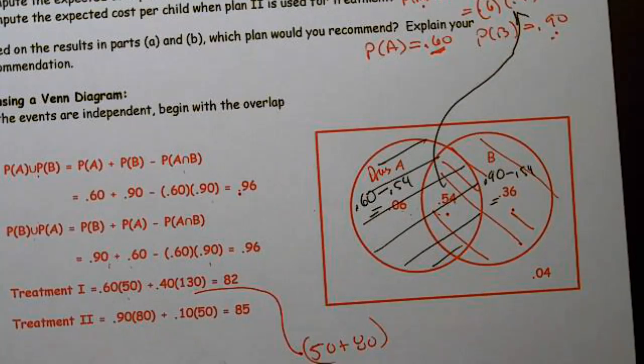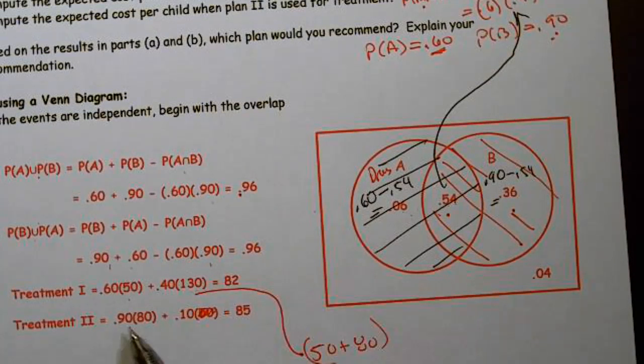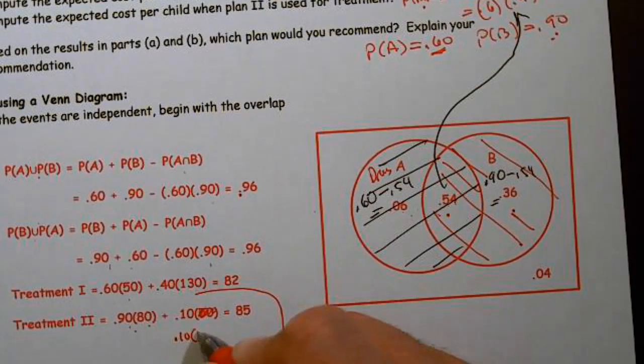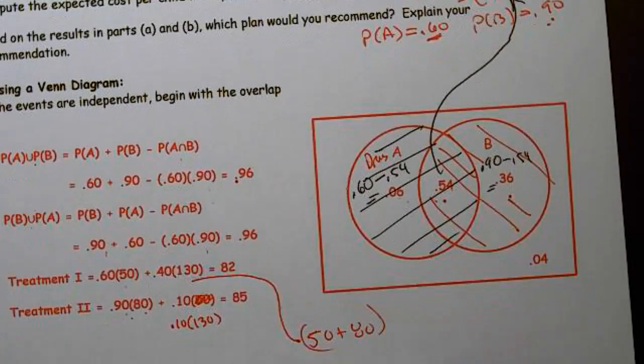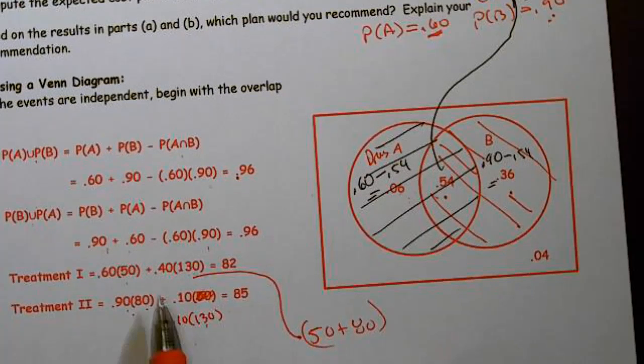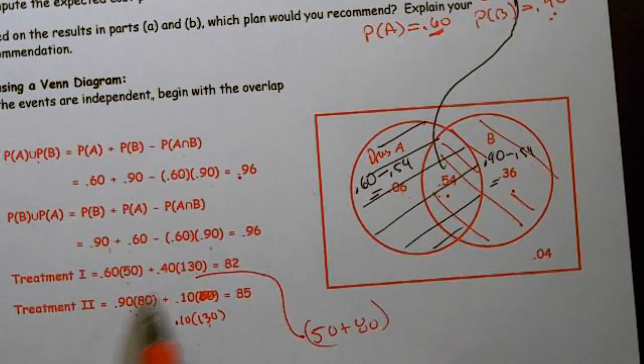Alternatively, 90% of the time, I'm going to have to spend $80 only. 10% of the time, I'm going to have to spend 0.10 times the 130. I'll have to spend $130. And that would be 72 plus 13. So in both cases, if I have to buy both drugs, I'm going to spend $130. Here I have to spend $130, and here I have to spend $130. The difference is 10% of the time I spend $130 on this treatment protocol, 40% of the time I do it on this one.